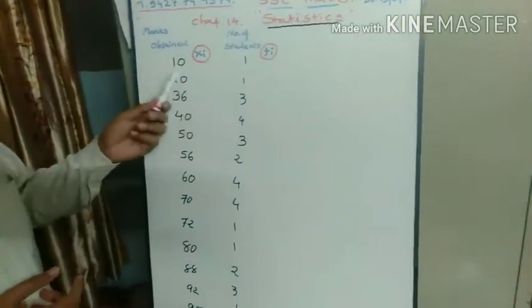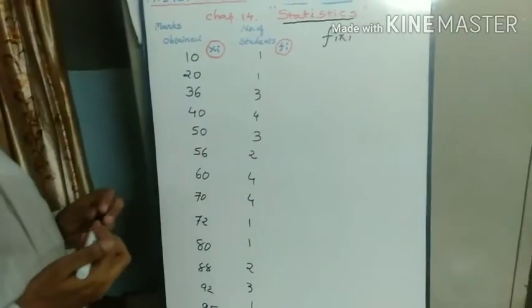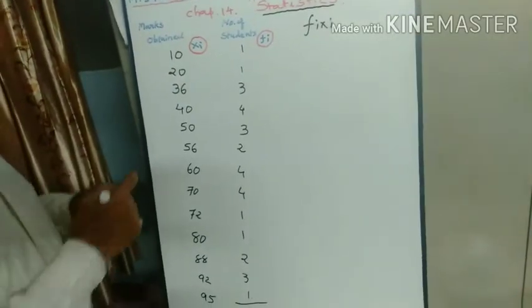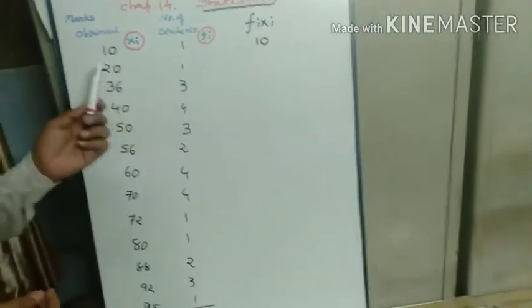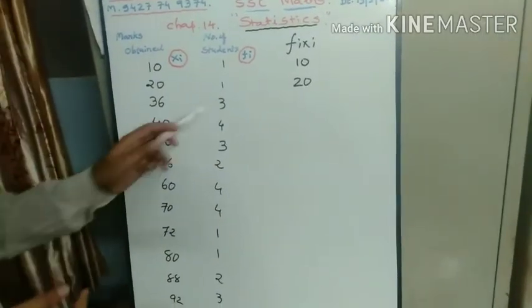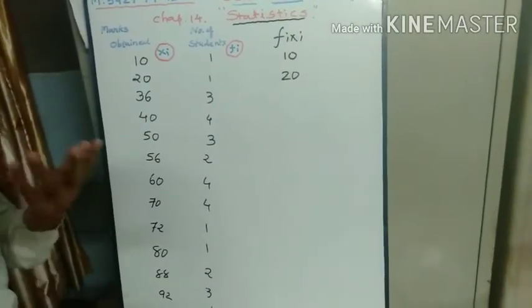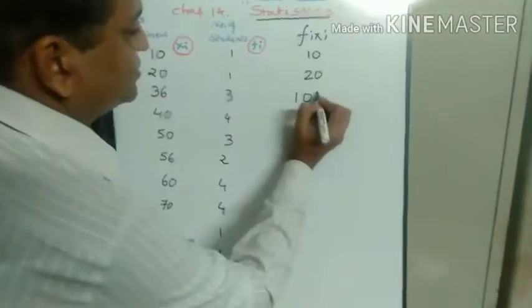As I discussed earlier, one student has got 10 marks, then fixi means the total sum of this mark is 10. One student has got 20, then the sum is 20. 3 students have got 36 marks. What will be the sum of that? 36 plus 36 plus 36, and we will take it 36 3s are 108.